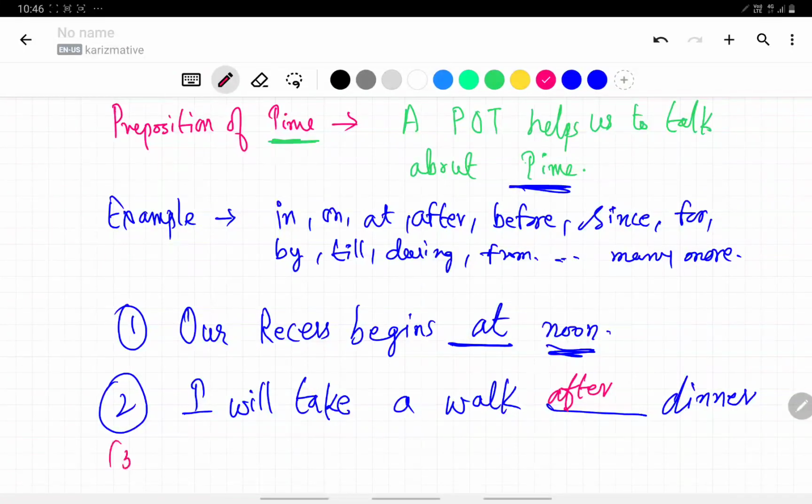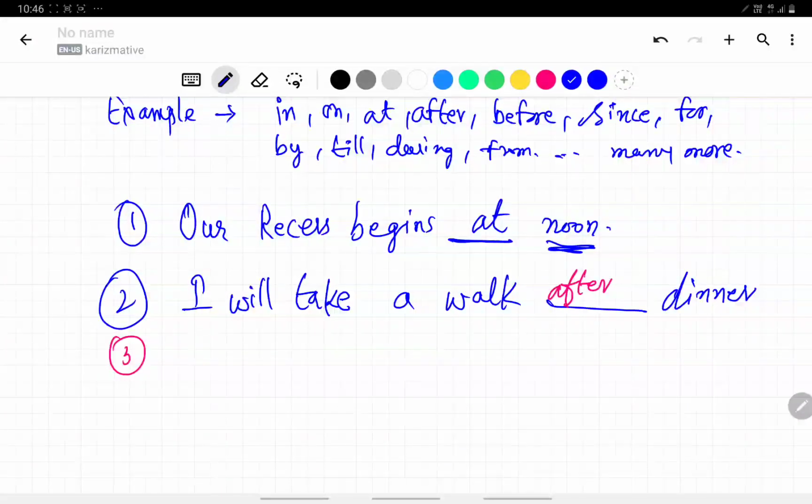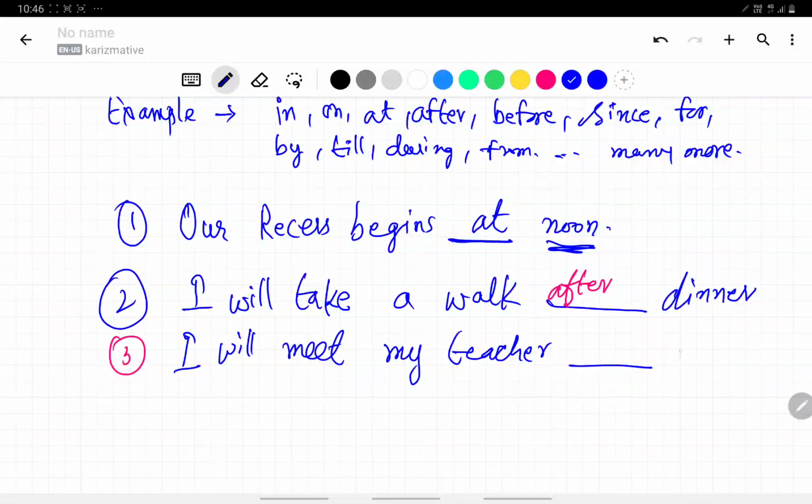Okay, for example, let's go for the third. It's already vacations. The holidays are going on, but that is due to coronavirus, right? So what can you write down? I will meet my teachers, dash, August. चलो एक एग्जाम्पल के लिए लेते हैं कि अगर आपका लॉकडाउन खुलता है, खुलते खुलते बहुत देर हो जाती है, अगस्त, तो आप लोग क्या कहते हो कि मैं अपने टीचर से मिलूंगा अगस्त में.